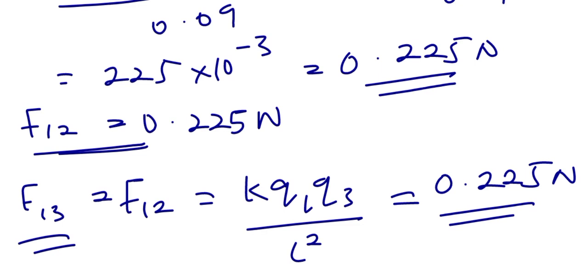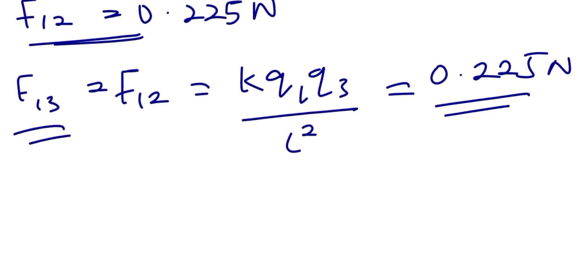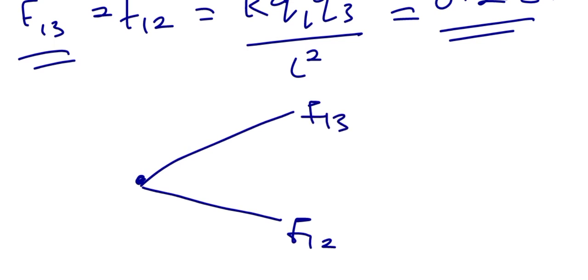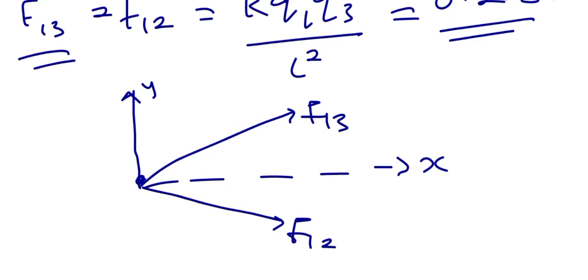The next thing we need to do is solve for the components. We know the force exerted due to F12 and F13, so we need to find the resultant of these two forces. How are we going to do that? We have to make a sketch. Here is the charge. The force due to Q2 is F12, and due to Q3 is F13. Here is our y-axis, and here is our x-axis.